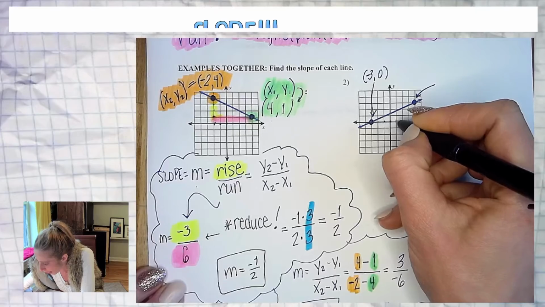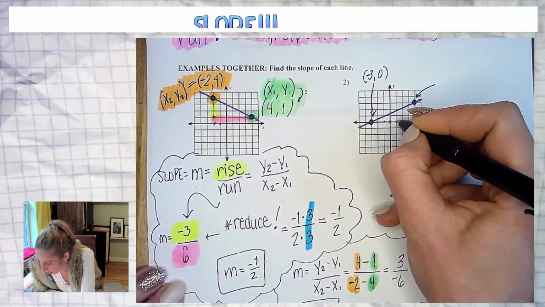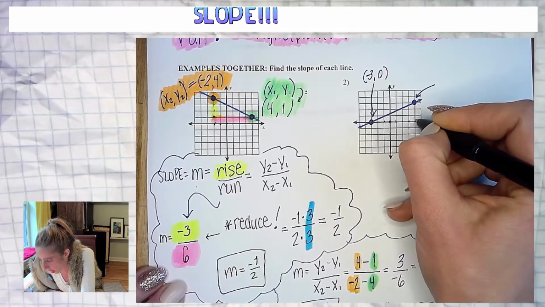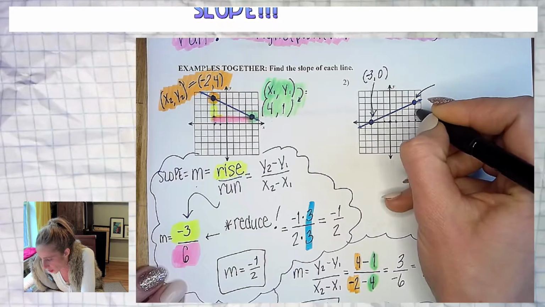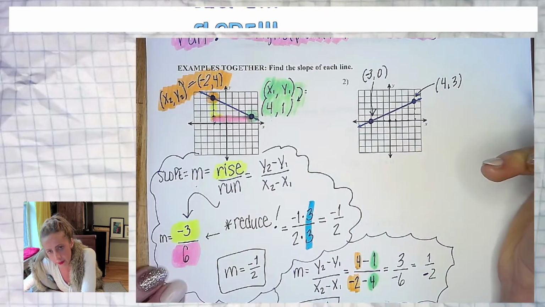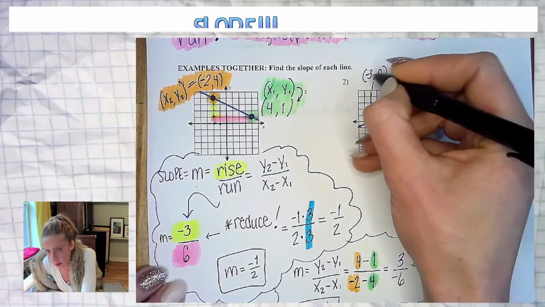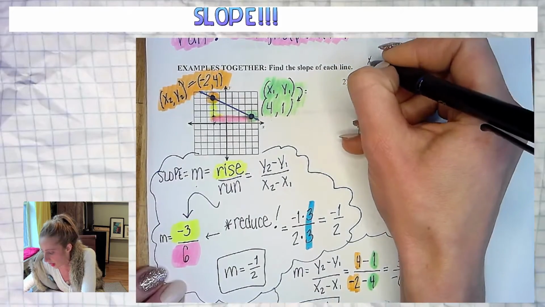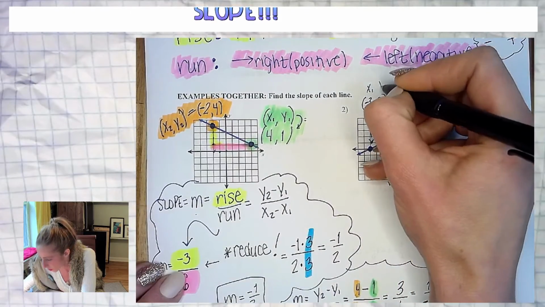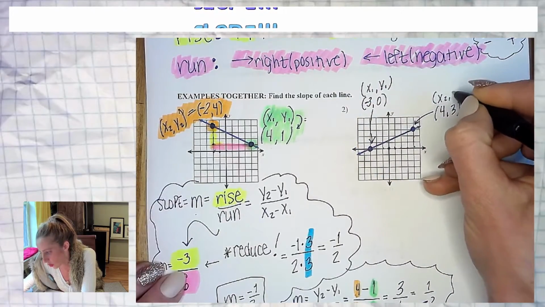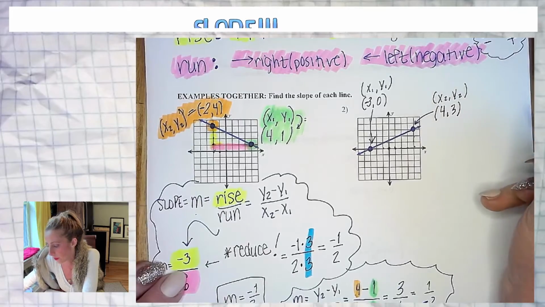Here, I move to the right from the origin. This is the origin where the X and Y axes cross. 1, 2, 3, 4. And then I go up 1, 2, 3. So that ordered pair is 4, comma, 3. Now I'm going to name one of them the 1 couple and the 2 couple, the sub 1 and sub 2. X1, Y1, and this one is X2, Y2.